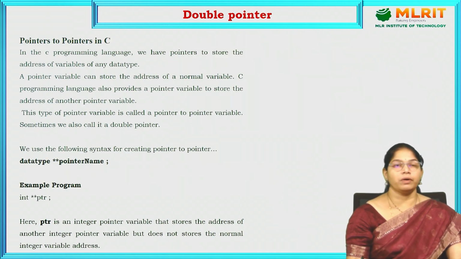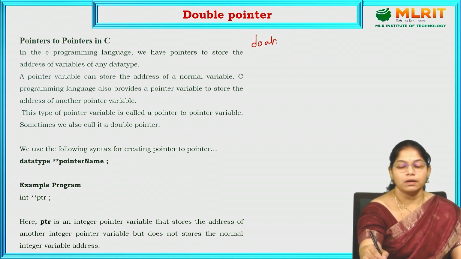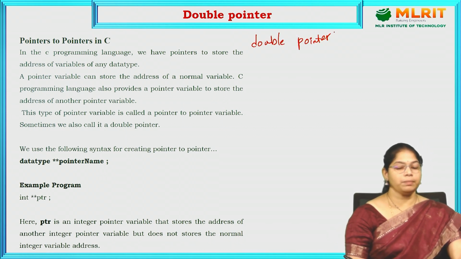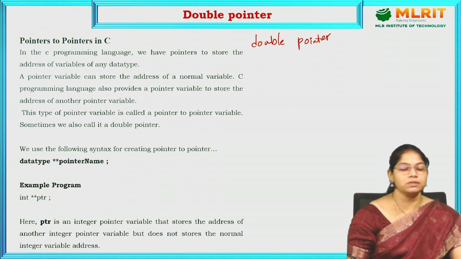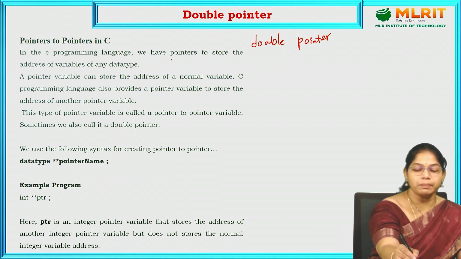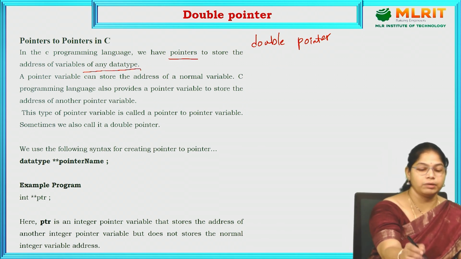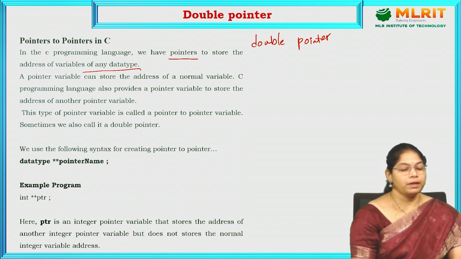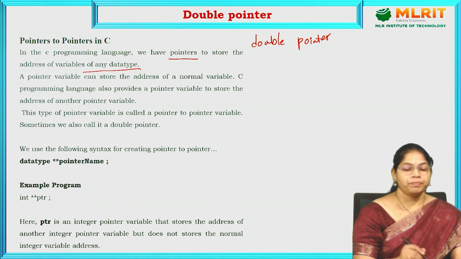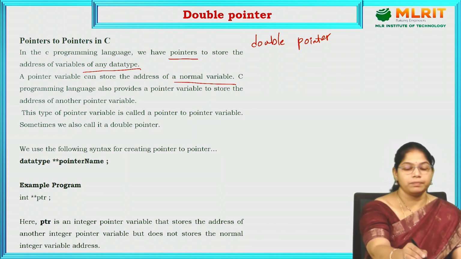Then pointer to pointer in C. Pointer to pointer is also known as a double pointer. In C programming language, we have pointers to store the address of a variable of any data type. So what is the purpose of a pointer? A pointer stores the address of another variable of any data type. A pointer variable can store the address of a normal variable.